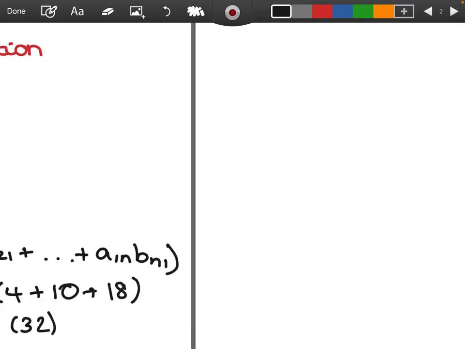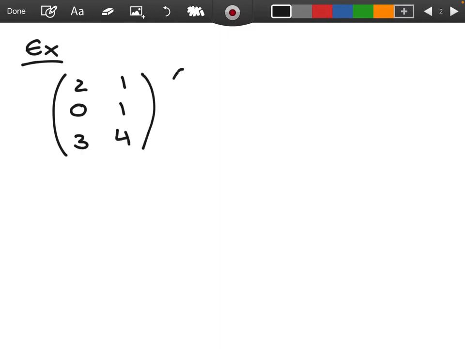How do I extend this dot product I did to matrices? I'm going to do this via an example so that you can see what happens and some properties that we have to have for our matrices in order to be able to multiply them. So the example that I'm going to use is going to be 2, 1, 0, 1, 3, 4, multiplied by 1, 5, 2, 7. And I'm going to multiply these together.